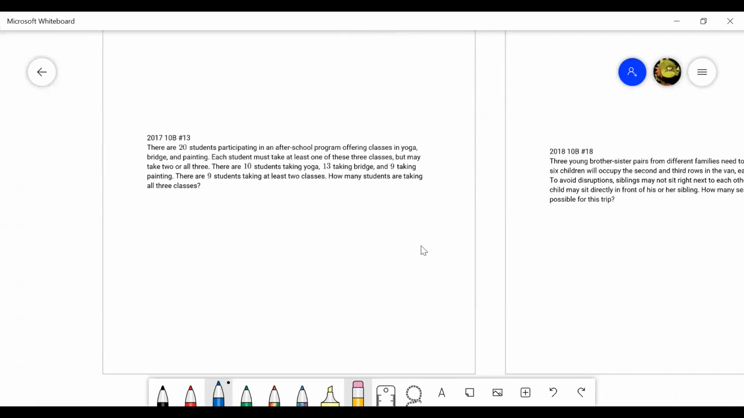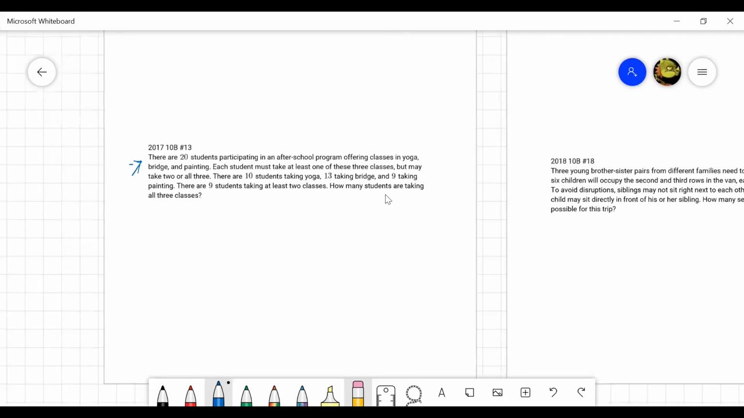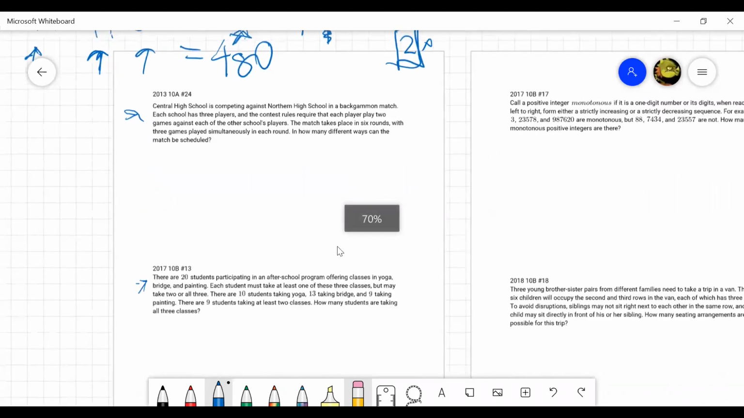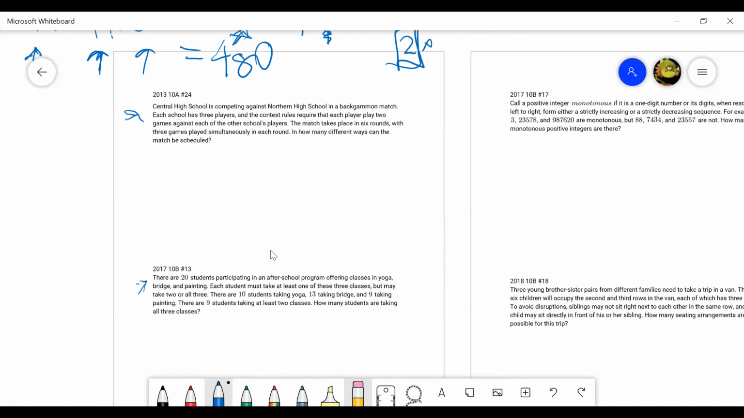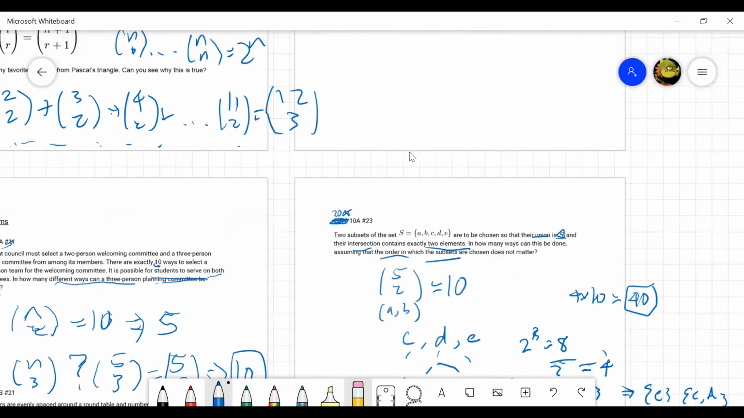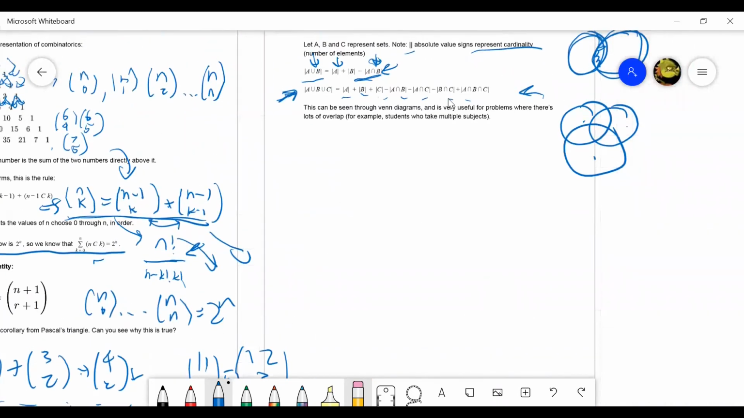So this one: there are 20 students participating in an after-school program, offering classes in yoga, bridge, and painting, and every student must take at least 1 of the 3 classes, but can take 2 or all 3, and we have some values, right? How many students are taking all 3 classes? I want to do this problem because this is exactly what you would expect a problem that utilized the principle of inclusion and exclusion for 3 sets to be.